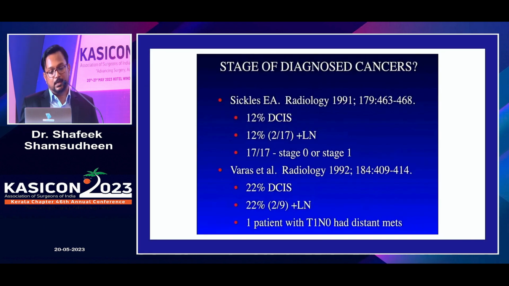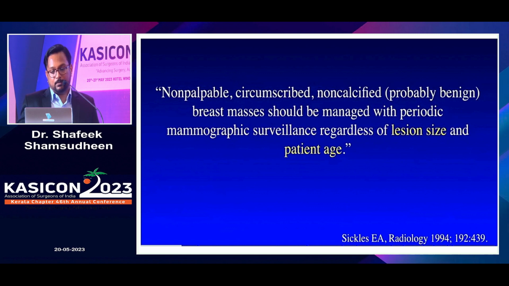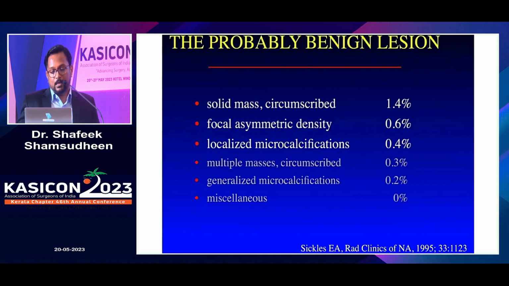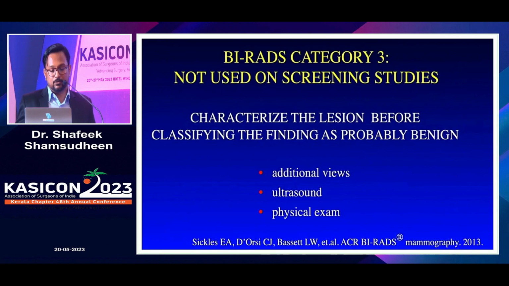So these are the underlying premises of BI-RADS 3. Now, what did they find? In Sickles' study, there were 17 cancers after 4-year follow-up of these lesions, and most of them were stage 0 or 1. And Varas also found a higher incidence, 22% of DCIS. Now, at that time, this has changed now. The proposal was, just 1 year after the first edition of BI-RADS, that lesions satisfying these criteria mammographically should be kept on periodic surveillance irrespective of lesion size and age. Now, this is what I mentioned earlier, the chance of malignancy less than 2%.